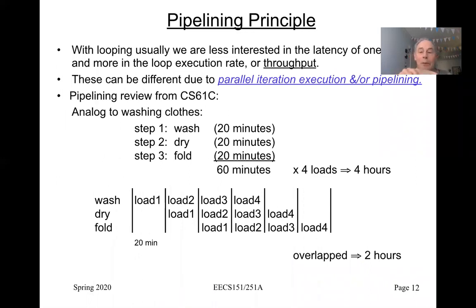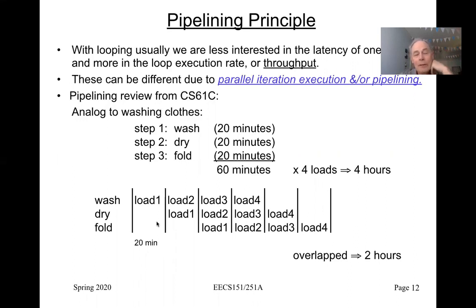Pipelining should be a review because you've seen it elsewhere, and we already talked about pipelining when we talked about the RISC-V implementation. Just to reiterate, we use pipelining to improve performance in some way, but it comes up when we're less interested in latency and more interested in loop execution rate, or throughput. These two are really different.